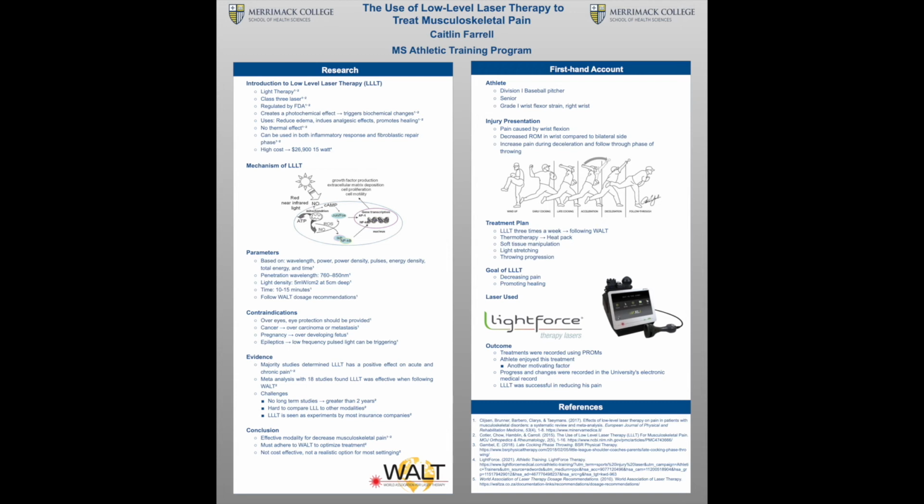Going to our treatment plan, the plan was to use low-level laser therapy 3 times a week, following those WALT guidelines. And on the other days, he was going to be using thermotherapy in the form of a heat pack, soft tissue manipulation, and light stretching, and during all of this, he was following a throwing progression. So our main goal for the low-level laser therapy treatment was to decrease his pain, but we also were hoping it was going to promote the healing process here.